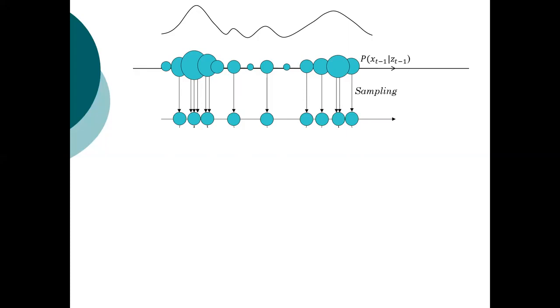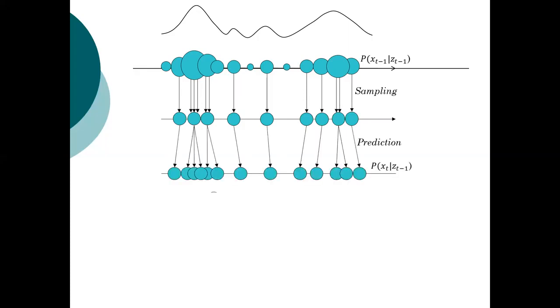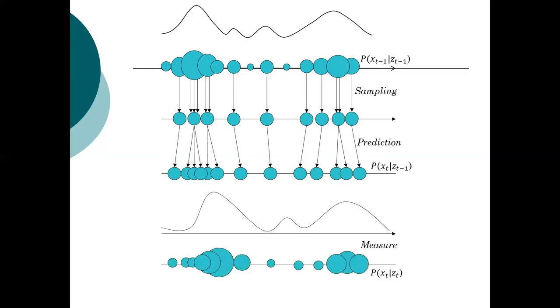Then we add the prediction, where we predict where the person will be in the next frame. If we have a motion model, we use it. Otherwise, we use a random walk, as in the example here. Once it's done, in the next frame, we measure the likelihood of those particles, as you can see here.